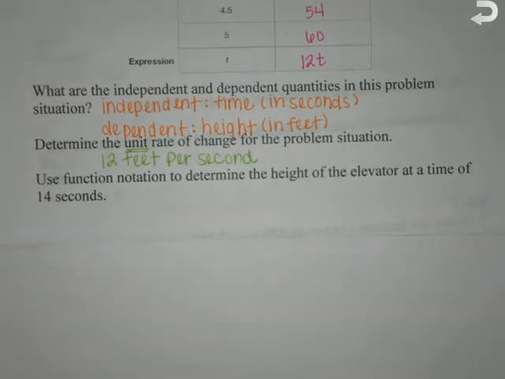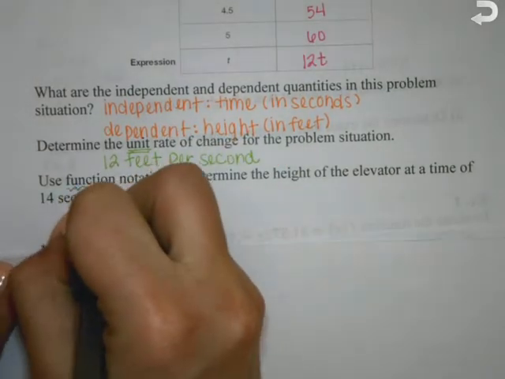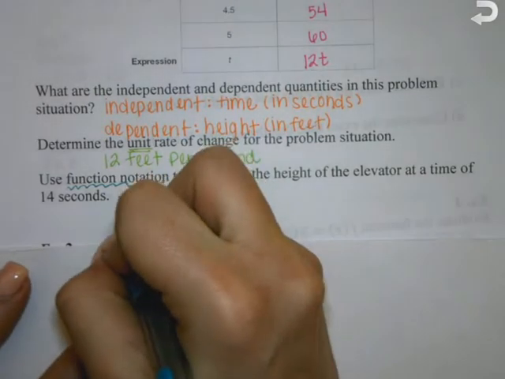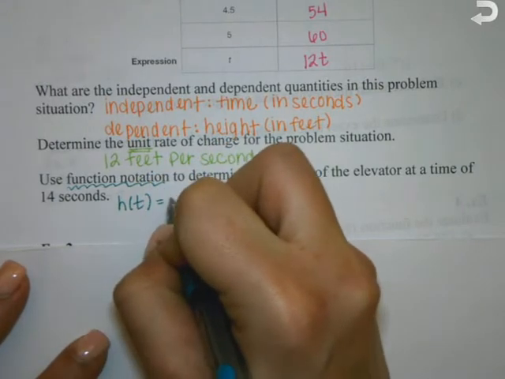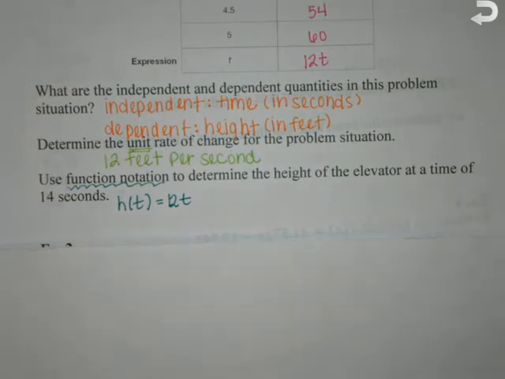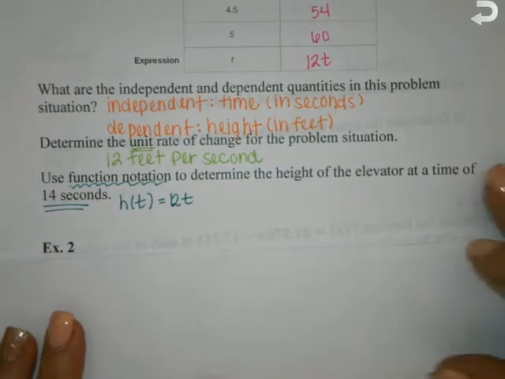And then the last question about this one says to use function notation to determine the height of the elevator at a time of 14 seconds. So that's what Brittany had originally said. So let's first write this as a function. Brittany, what did you say the function was? H of t equals 12t. So that's our expression written in function notation. And this time they give us a time. What time are we going to plug in? 14 seconds to T. So how would I write this?